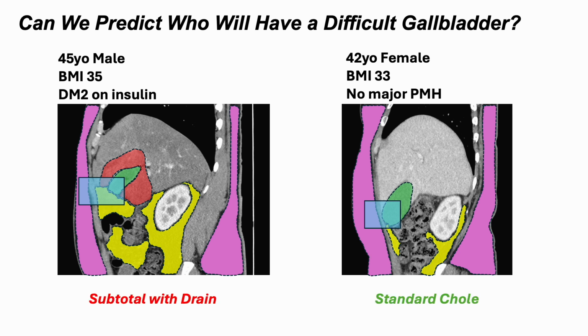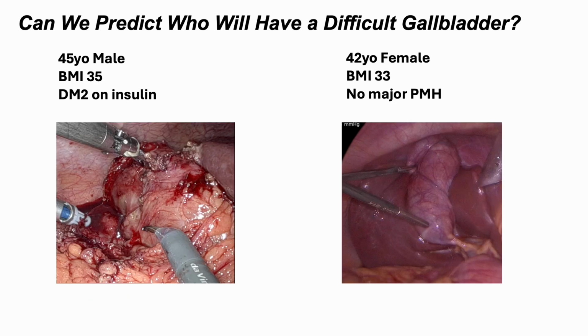Now, for these cases, the male patient ended up getting a subtotal gallbladder with a drain, and the female patient ended up getting a standard cholecystectomy. Based upon their histories and imaging information, we had some clues to indicate the relative difficulty of each operation. Okay, here are intraoperative images of the gallbladders for each patient. For our male patient on screen left, the gallbladder was densely adhesed to surrounding fat and was gangrenous with stigmata of chronic disease. This patient required a subtotal with drain placement.